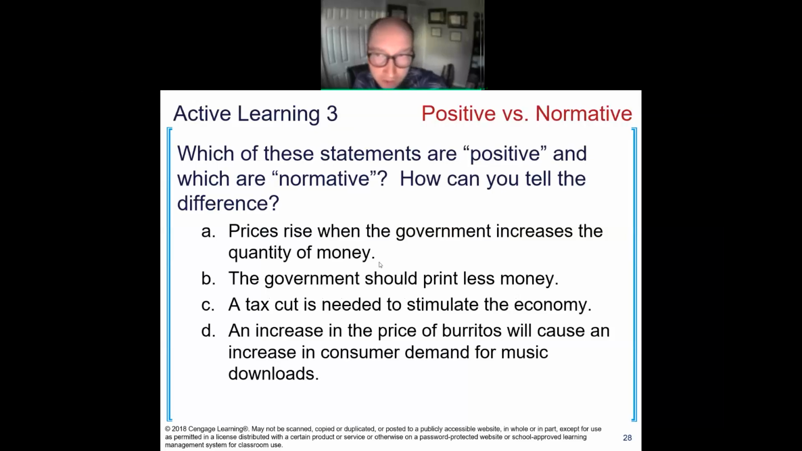There's positive and normative things about the economy. Prices rise when the government increases the quantity of money. That's called inflation. Letter A is inflation. Prices rise when the government increases the quantity of money.